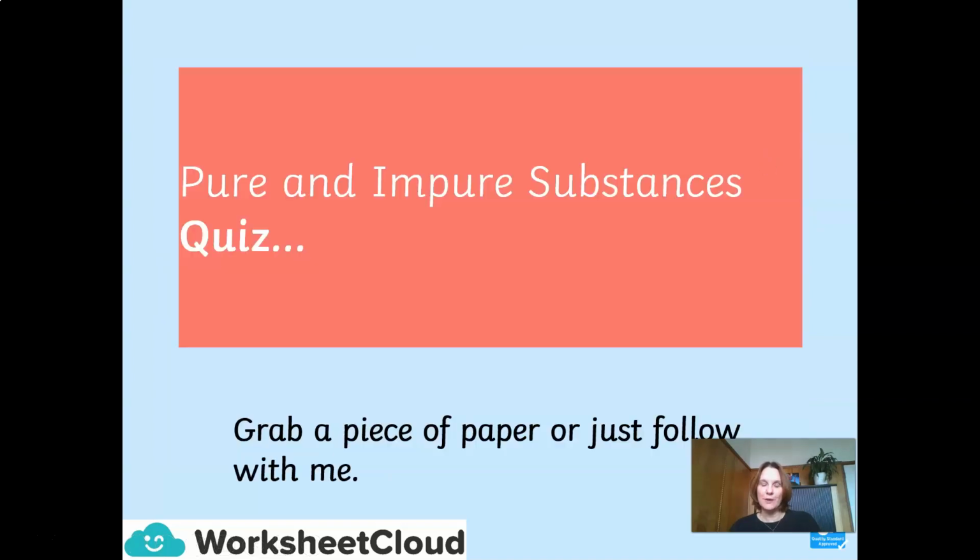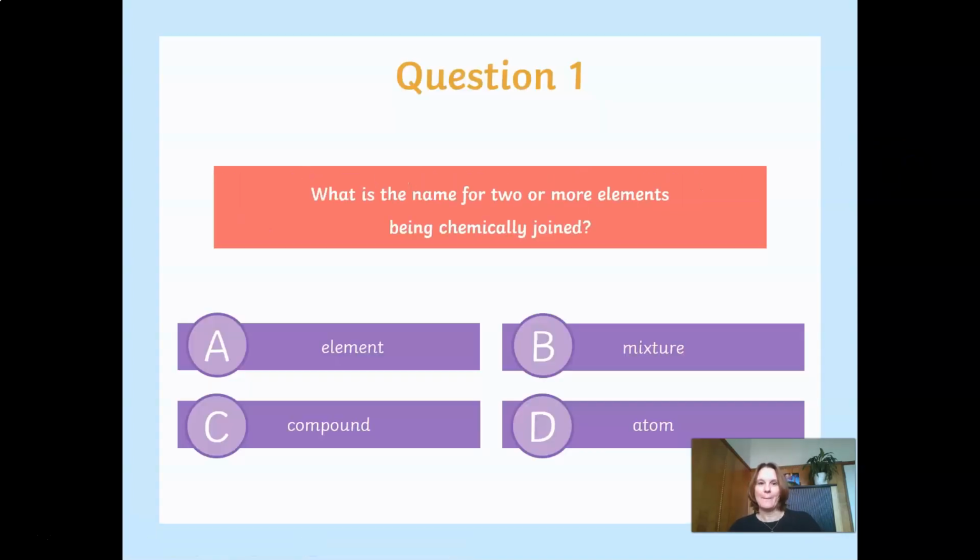Let's have a little quiz. You can either grab a piece of paper or just follow with me. And I don't mind if you shout out because I can't hear you anyway. Question number 1. What is the name of two or more elements being chemically joined? Look at your options. Is it an element? Is it a compound? Is it a mixture? Is it an atom? But remember, they're being chemically joined, two or more elements. It would be a compound. Hope you got that right, grade 7s.